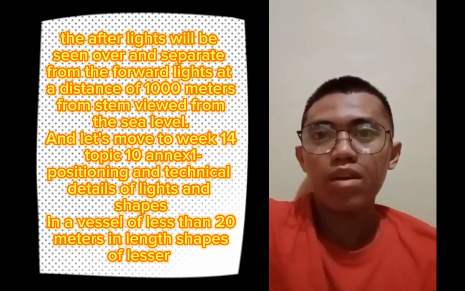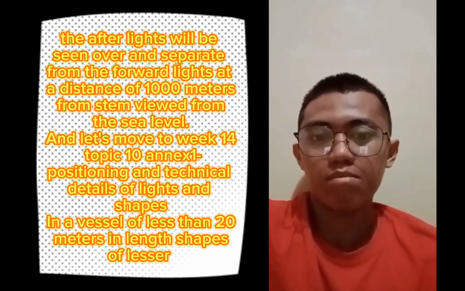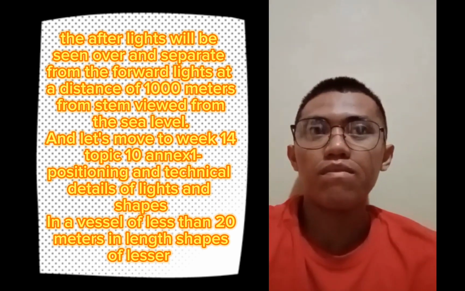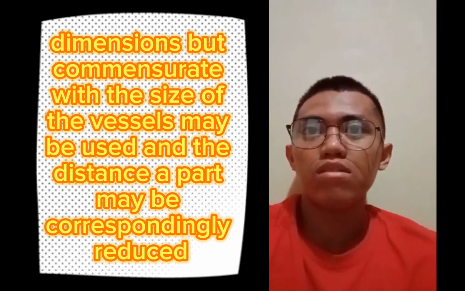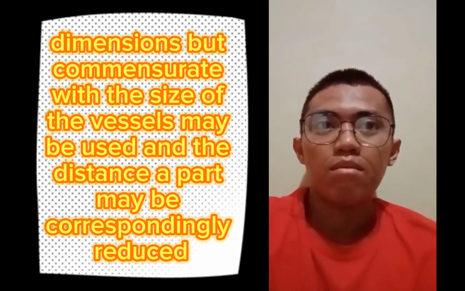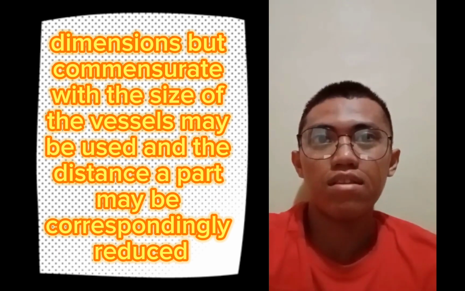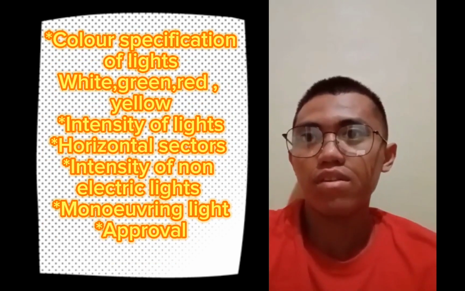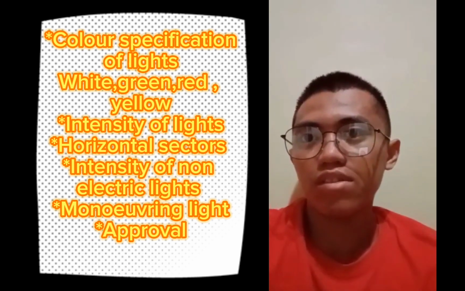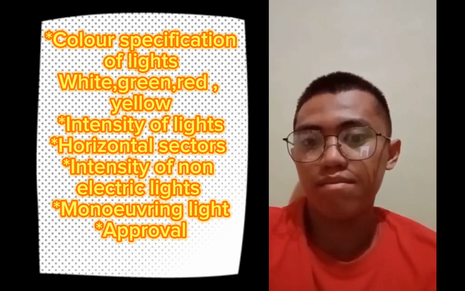And let's move to Week 14, Topic 10, Annex 1, Positioning and Technical Details of Lights and Shapes. In a vessel of less than 20 meters in length, shapes of lesser dimension but commensurate with the size of the vessel may be used and the distance apart may be correspondingly reduced. Colors specification of lights: white, green, red, yellow. Intensity of light: horizontal sector, vertical sector. Maneuvering lights. Approval. And that's all.